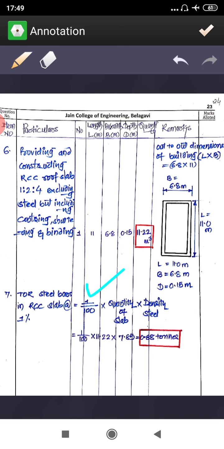So 1% of the quantity of slab, whatever the concreting quantity I am having here, that is 11.22 meter cube. Then for density of steel, I'll be using 7.85 tons. So the quantity is 1% into 11.22 into 7.85, so it is 0.88 tons. So this is the steel quantity.